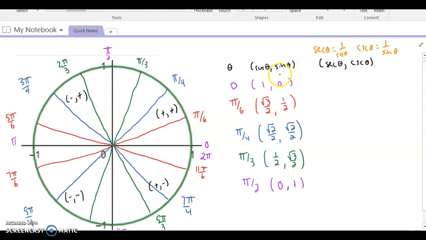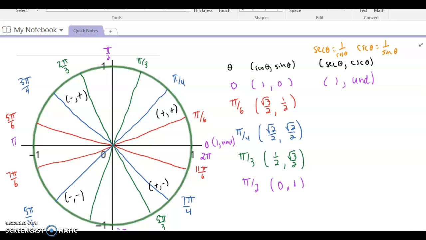So the secant is going to be 1 over the cosine, so 1 over 1 would give me 1 for the secant. When I do the cosecant, though, I run into a problem, because if I take 1 divided by 0, I now have an undefined value, and so I'm going to call this undefined, UND, abbreviated for undefined. So as I'm writing these ordered pairs, I've got 1 and then undefined.